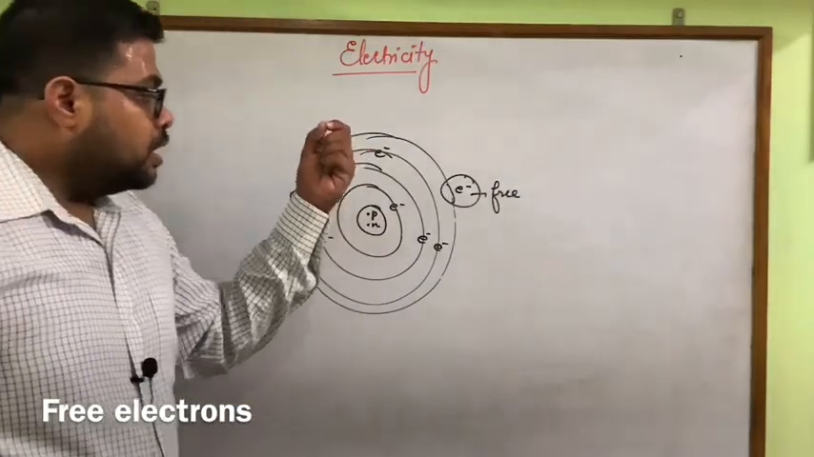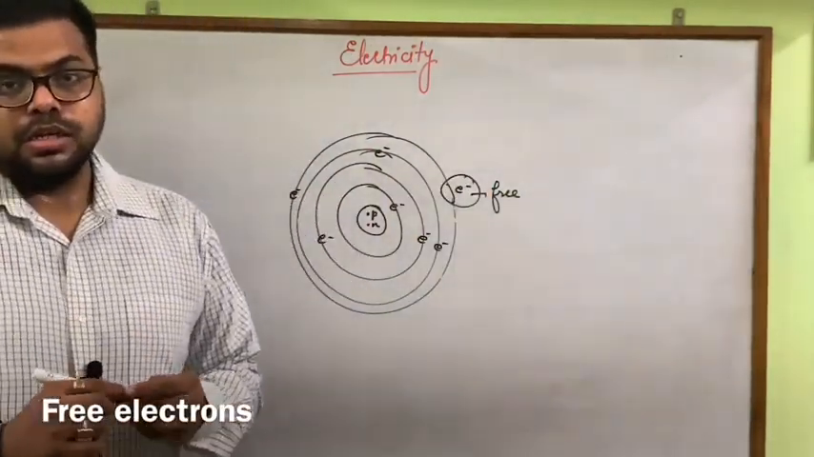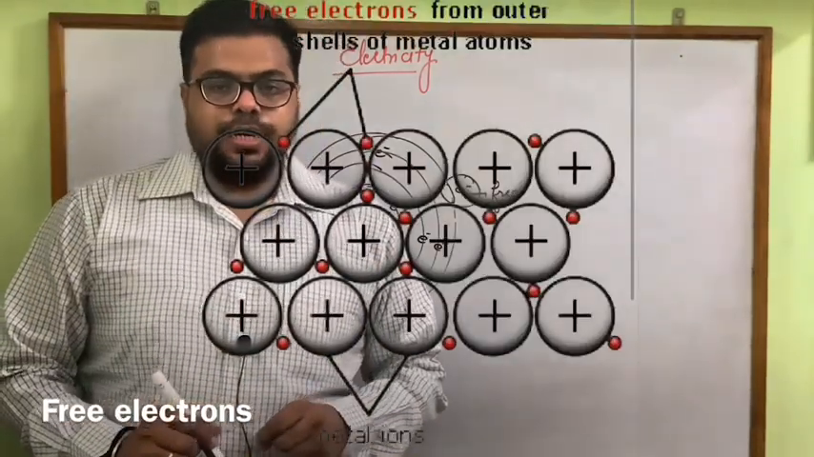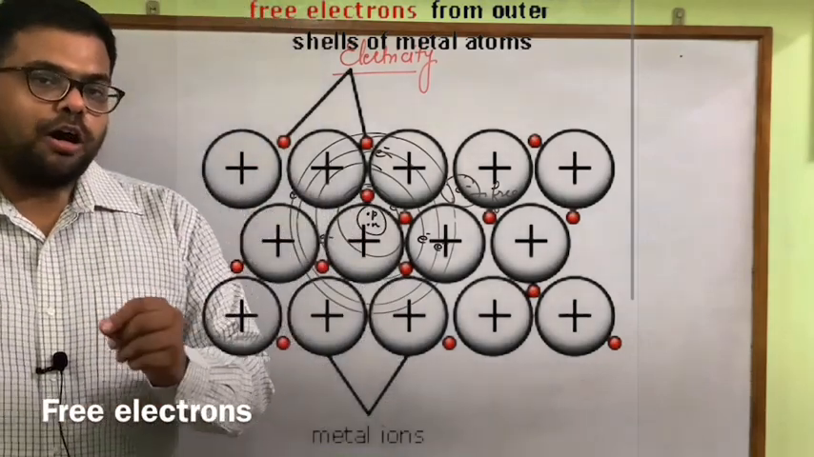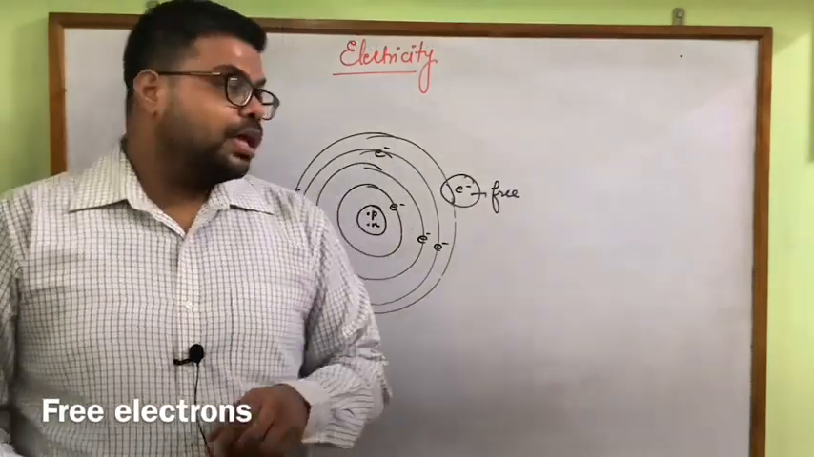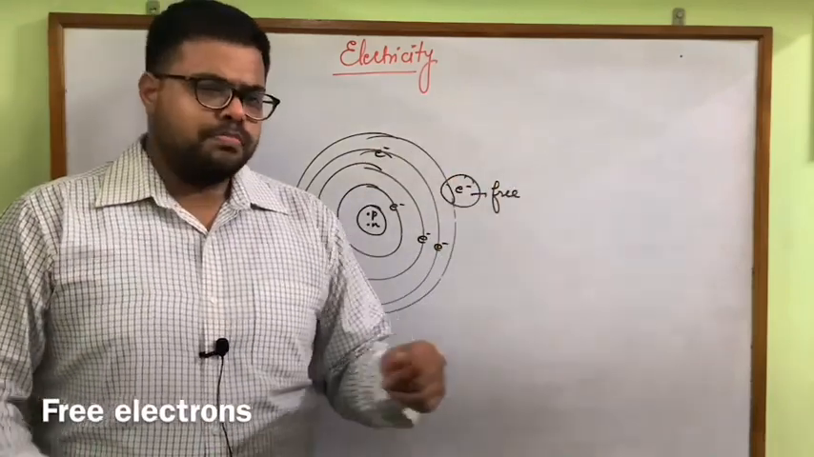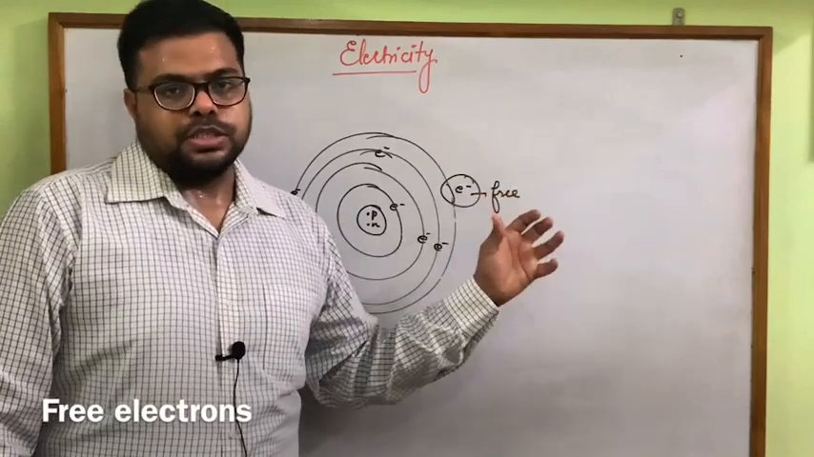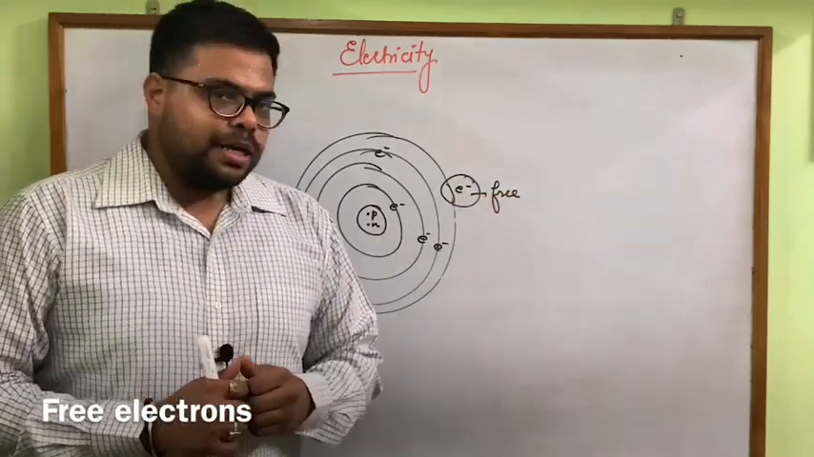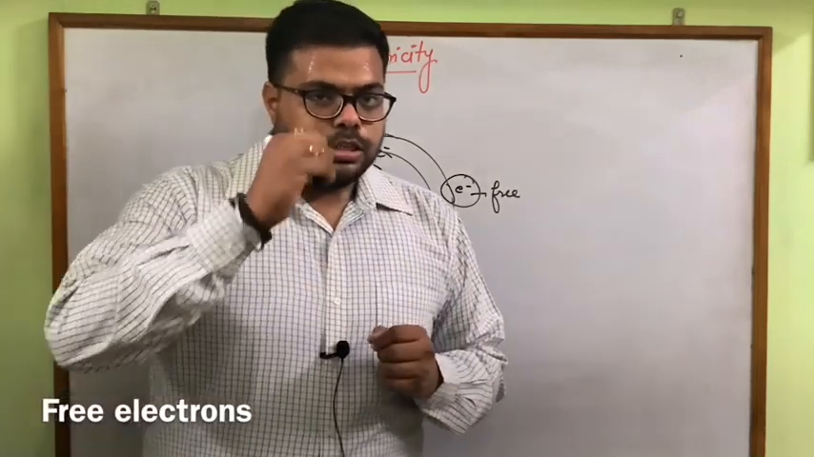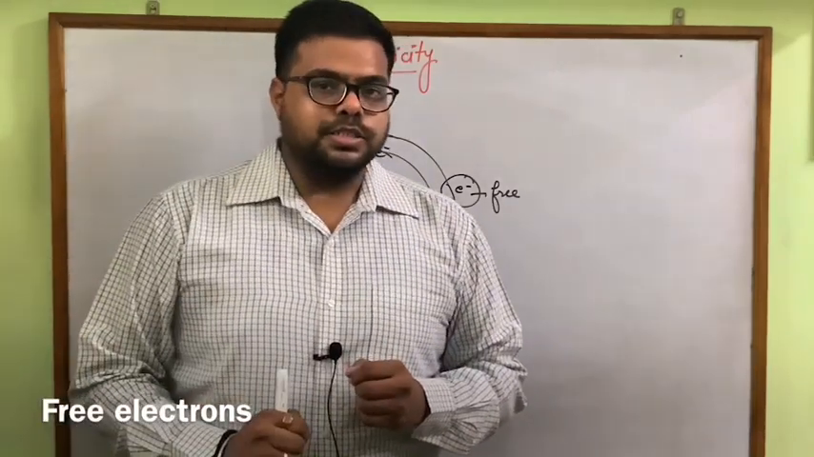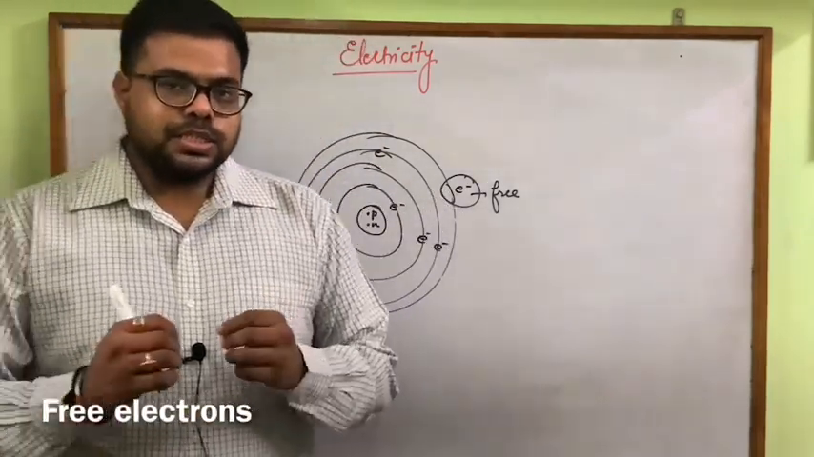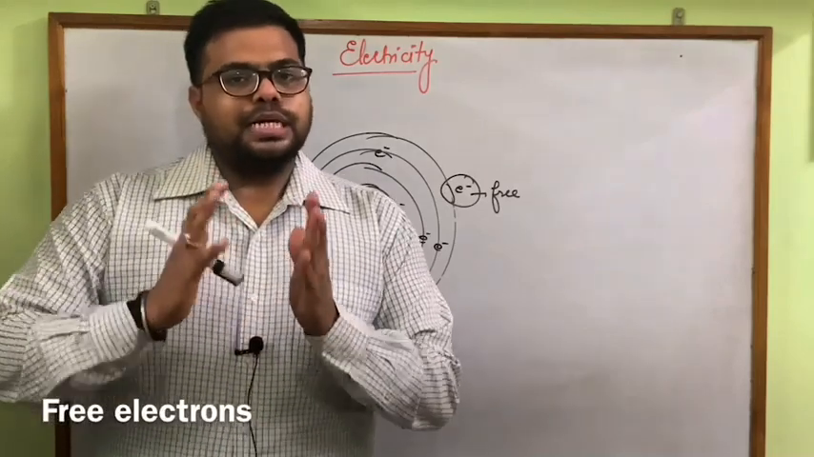Now the number of free electrons is higher in metals. That's the reason metals are good conductors of electricity. Especially silver, the best one. Why? Because the number of free electrons is higher, and here the flow of charged particles is known as electricity. So this is the basic overview about electricity.